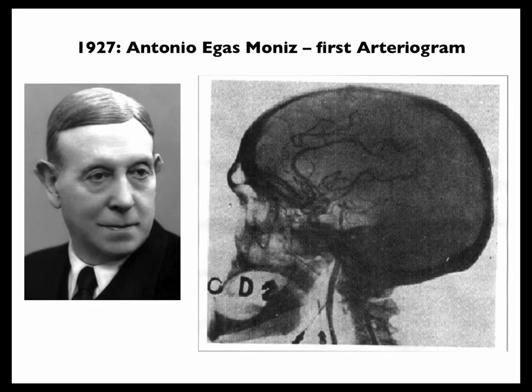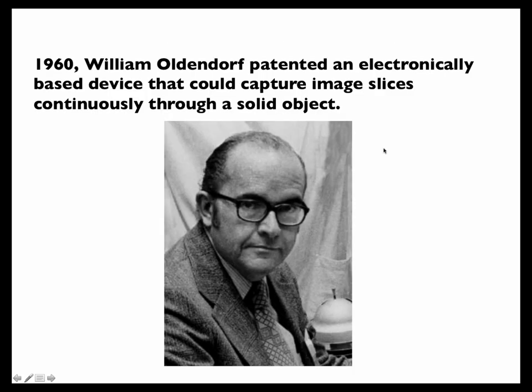Okay, and this was, in 1927, the first arteriogram. Antonio Egas Moniz. He also, I think, was the same person who invented the lobotomy as well. So all these people were really into brains, and he basically injected a contrast agent that blocked X-rays, and so it allowed a little bit of contrast with the vessels. So this is one of the first angiograms ever created using X-rays.